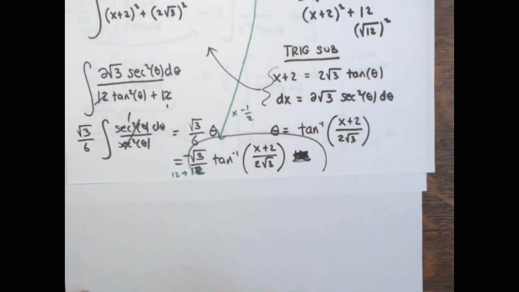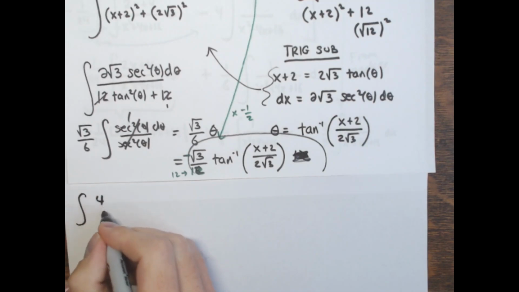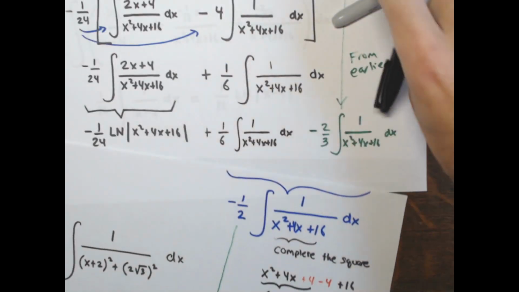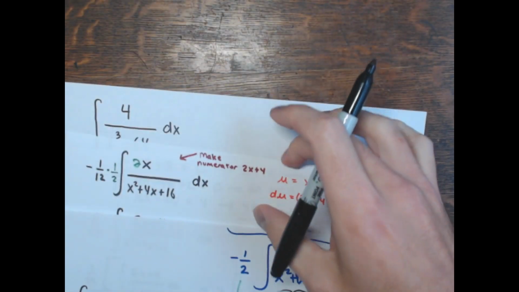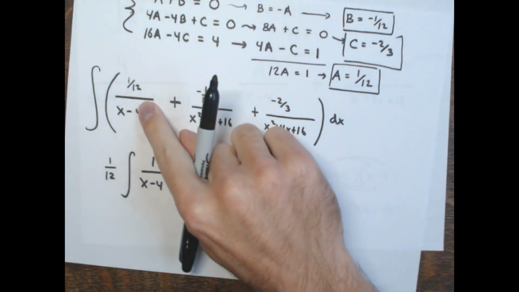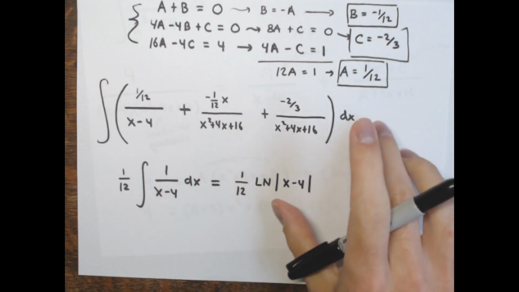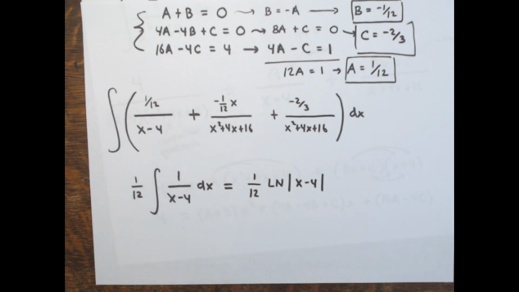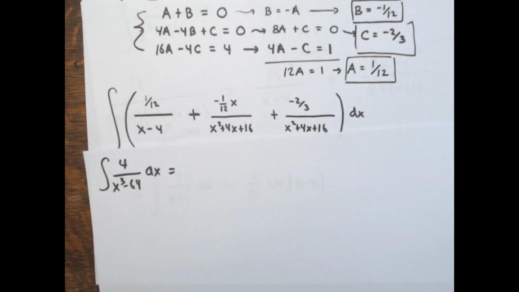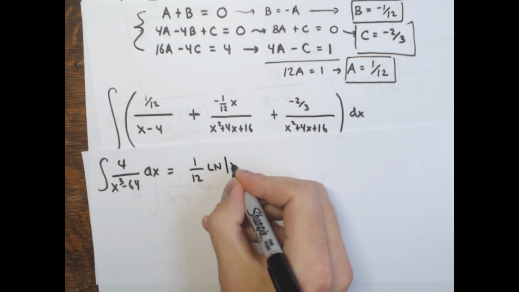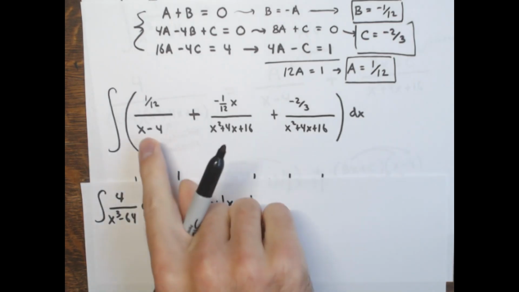All right, so after all that, the integral I started with, 4 over x cubed minus 64, is, remember how I broke this up? It's going back a ways, but I started off with this first term, the first integral. I broke it up this way. This was my partial fraction decomposition. First integral was 1/12 times the natural log of the absolute value of x minus 4. So 1/12 times the natural log of the absolute value of x minus 4. All right, that was the first one.